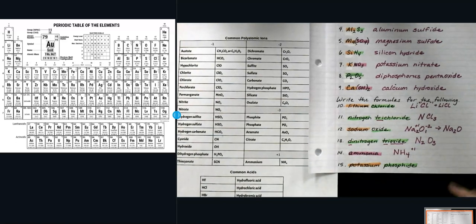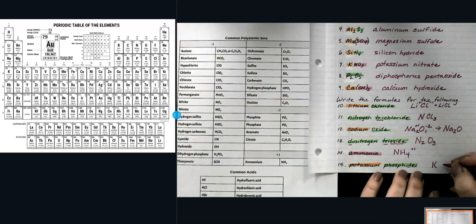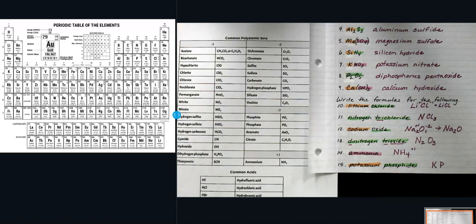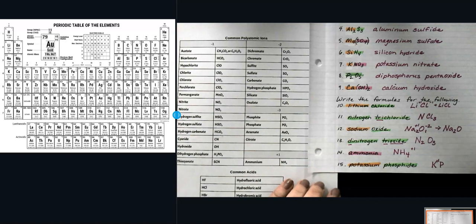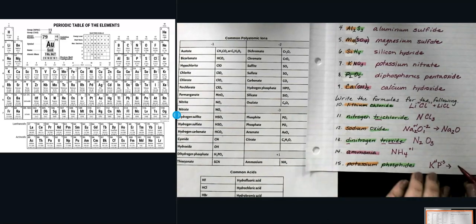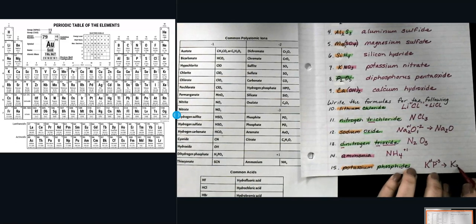The last one on this page, potassium. Potassium's a K, it's a metal, and phosphide is P. A lot of times we get those confused, so make sure you're paying attention. The charge for the potassium is a +1 because it's a metal, and the phosphorus is a -3. So in order for this to be balanced, we cross those, K3P.